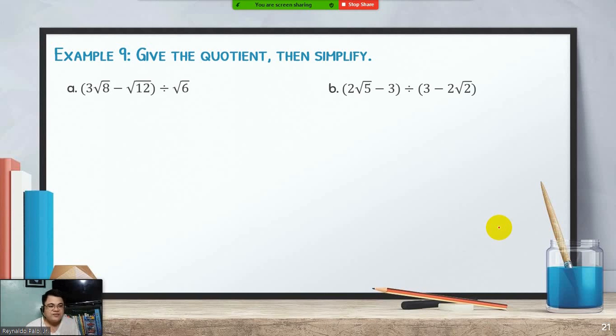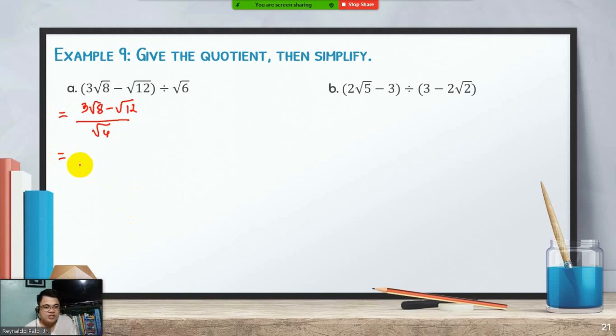Next, let's have this one. Let us apply the rationalizing of the denominator here, and this will serve as our last example for this video. So for letter A, we have 3 square root of 8 minus square root of 12. So we can rewrite this as 3 square root of 8 minus square root of 12 over square root of 6.